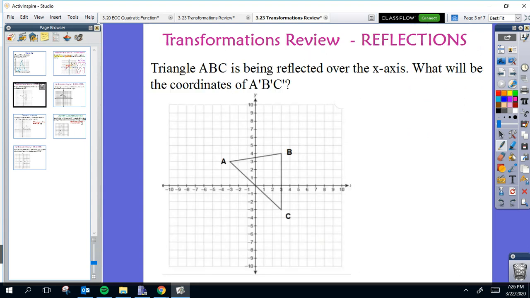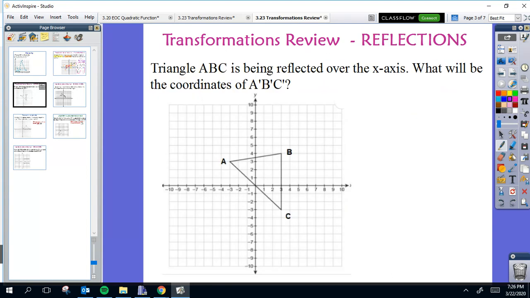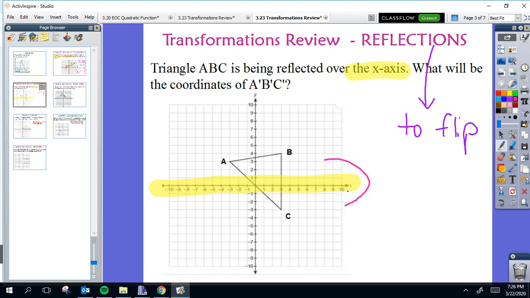All right, so this is reflections. If you guys remember, translations was to slide, and reflection is to flip. It's really important that we understand what we are flipping over. And this says triangle ABC is being reflected over the x-axis. So I want to look at my x-axis right here. That is what I'm flipping over. So all of these points either flip over the x-axis this way or over in the opposite direction.